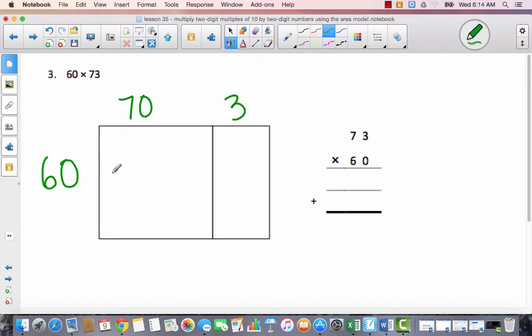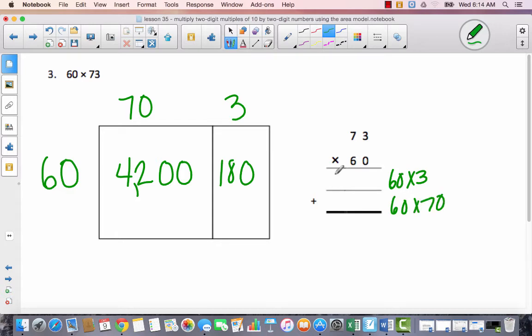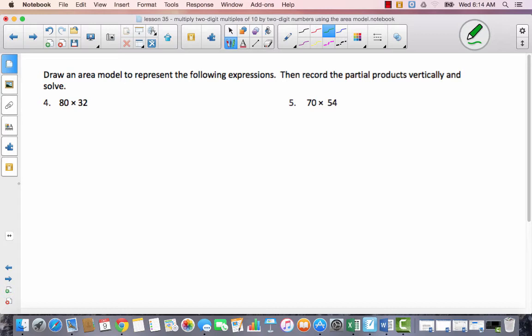73. So 7 times 6 is 42. 10 and 10 makes 100, so I've got 42 hundredths. 3 times 6 is 18, and then I'm going to add my 0. So over here I've got 60 times 3, 60 times 70. 60 times 3 is 180. 60 times 70 was 4,200. When I add, I have 0, 8, 3, and 4. So I have 4,380.